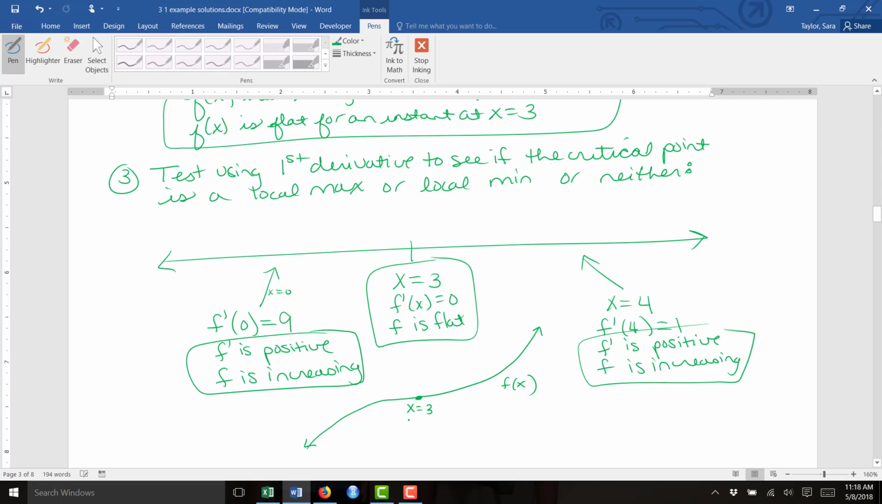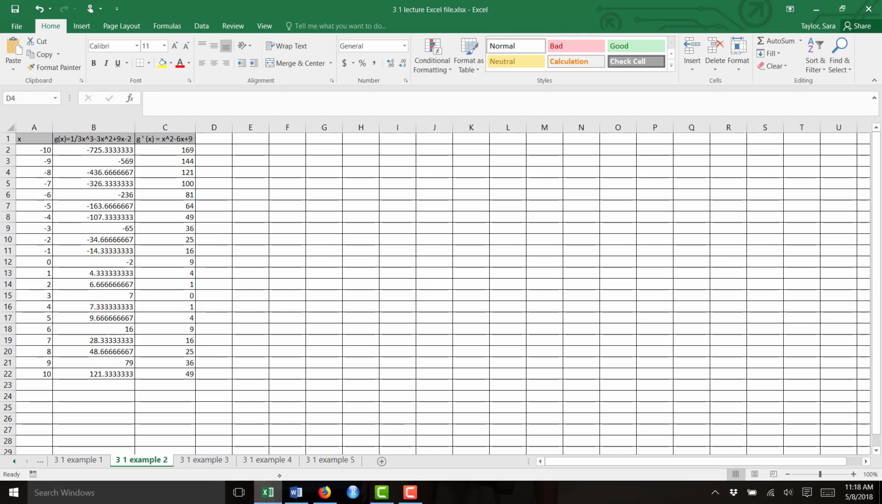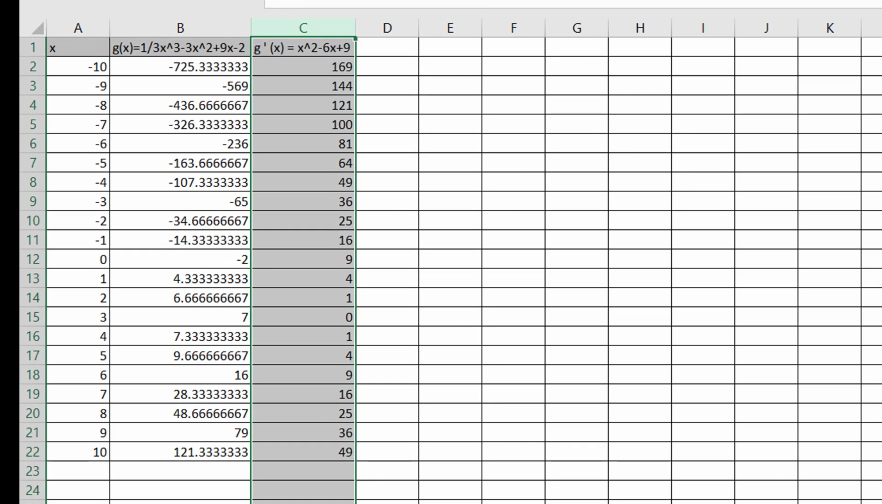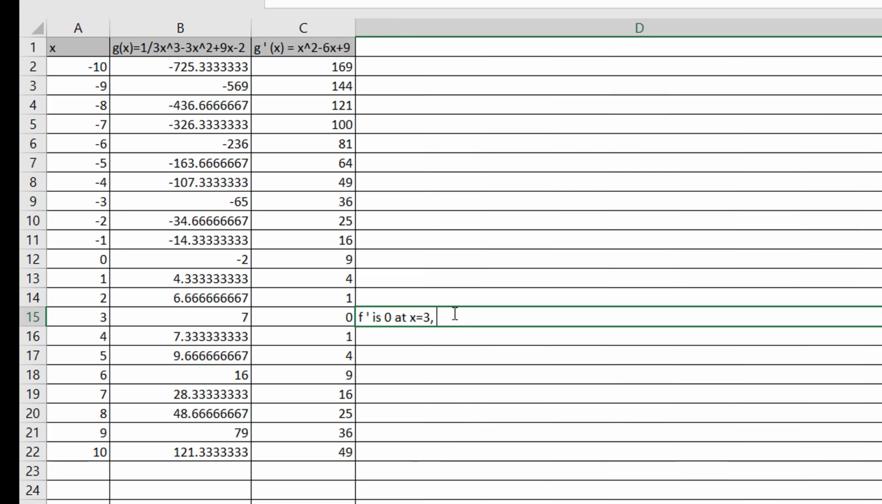X equals 3 is a critical point, but it is not a max, and it is not a min. It's just a point where f of x flattens for an instant, but it's not a local maximum or a local minimum. I could then come on over to Excel and verify everything that we just learned here. So in Excel, I've put in the function in column B, and I've put the derivative in column C. You'll see here at x equals 3, we see a derivative value of 0. And so at x equals 3, we know f of x is flat for an instant.